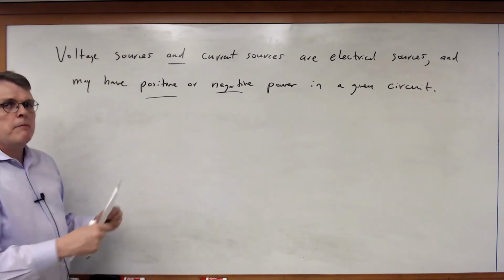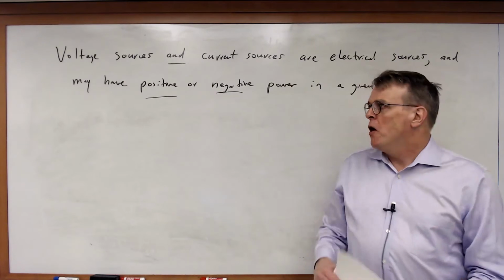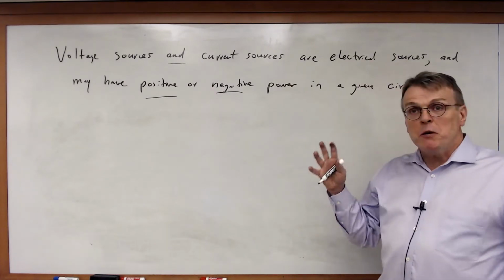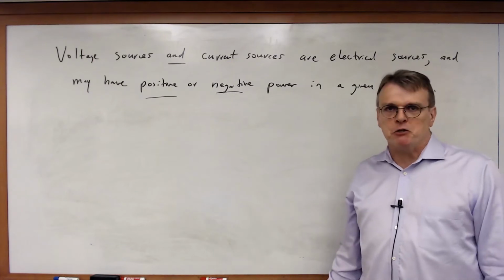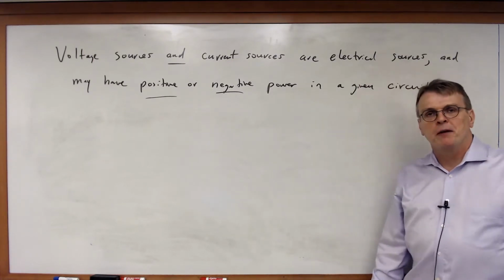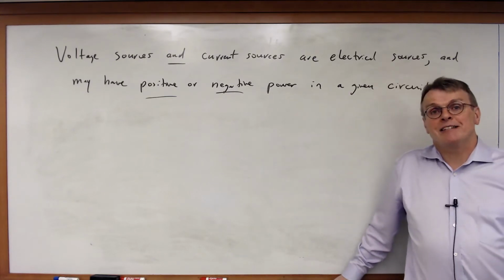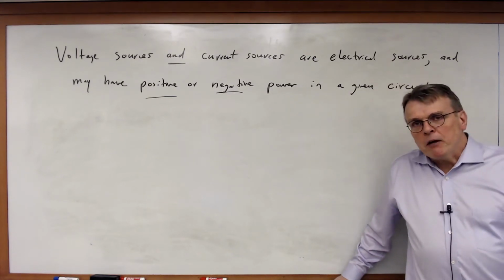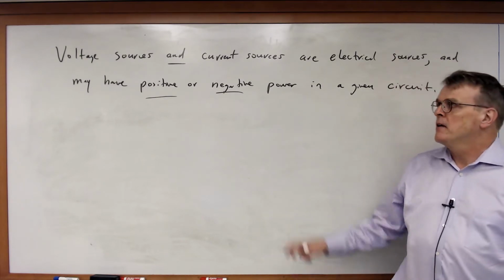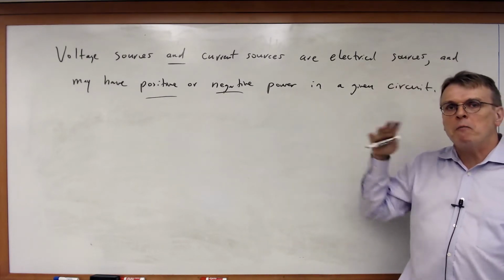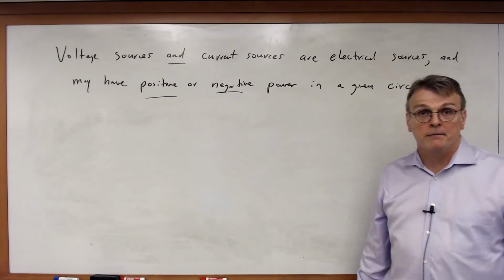And I point this out because many students, when they first start learning about circuits, will always assume if it's a source, it must have negative power. It must be generating power. That's not true. Sources can also absorb power. They can also have positive power. How do you figure out which one it's doing? You have to learn how to analyze the circuit. So watch out for this. Don't make the mistake of thinking sources are always negative power. They're not. They can be positive too.